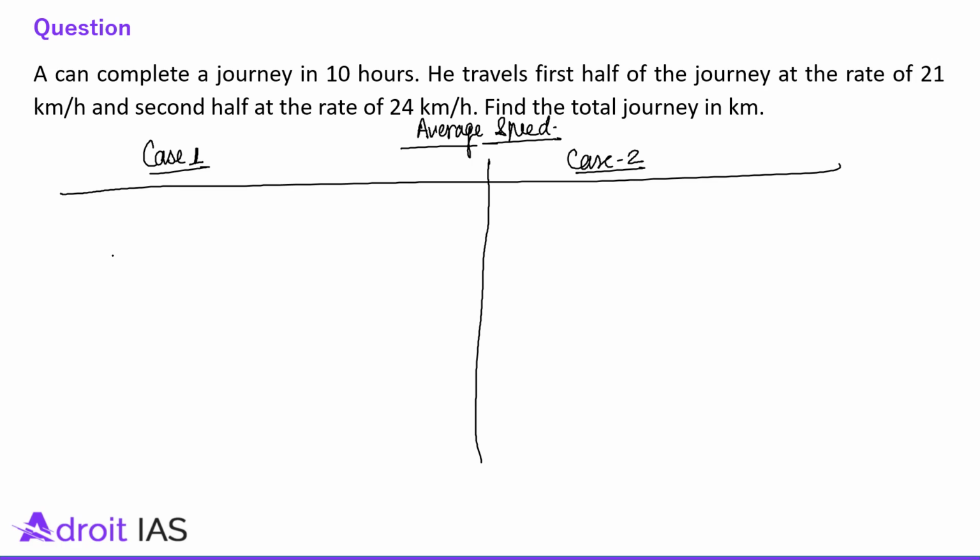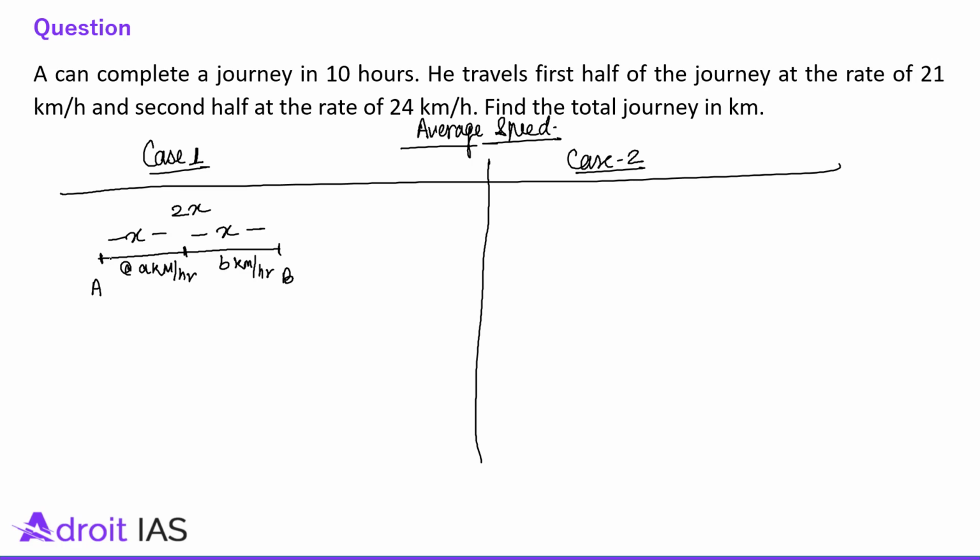So case 1: if a man divides his entire journey into two equal halves. Let's say this is the entire journey of a man. The length of the entire journey is, let's say, 2x, and the man is dividing his journey into two equal halves of x kilometers each. The first half he is covering at the speed of a kilometer per hour, and the second half at the speed of b kilometer per hour. And we need to find the average speed during the entire journey.